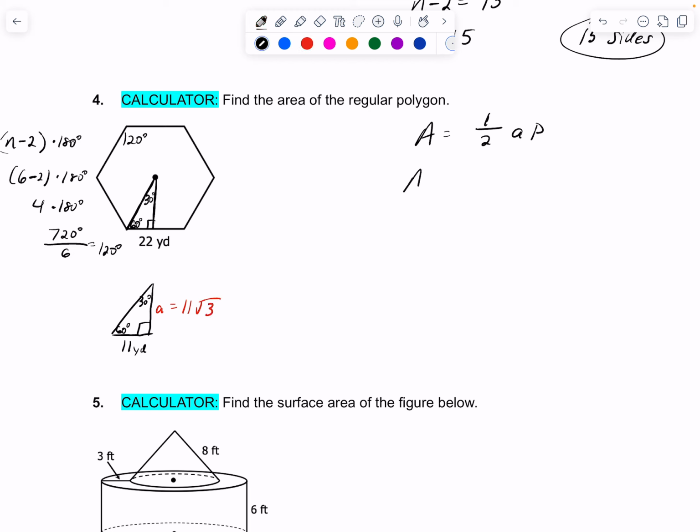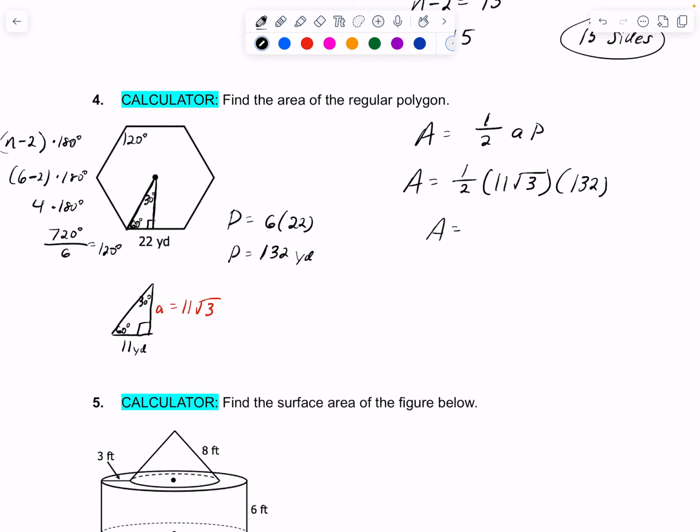So now I can move to my formula to plug in my apothem, which is 11 times the square root of 3. We do need the perimeter, which is going to be 6 times that 22 yards, right? We have 22 yards, there's 6 of them, they're all the same. So 22 times 6 is going to give me 132 yards. So I will be plugging that in for the perimeter of this polygon. Then I'm going to get an exact answer, and then I will round with my calculator.